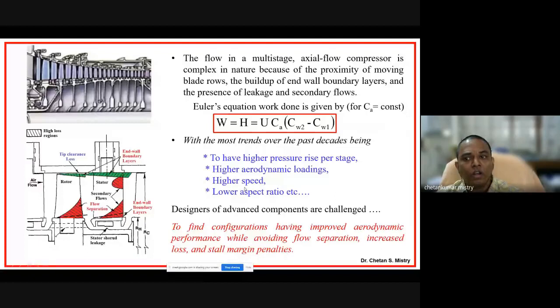Now, when we talk about the fundamental equation for the compressor, the work done is given by U into (Cw2 minus Cw1). Now let me tell you, the aerospace industry is a booming industry in the sense that it has given all the thought process that people these days talk about when we say compactness. The idea of compactness has come from aerospace. The idea of lightweight has come from aerospace.